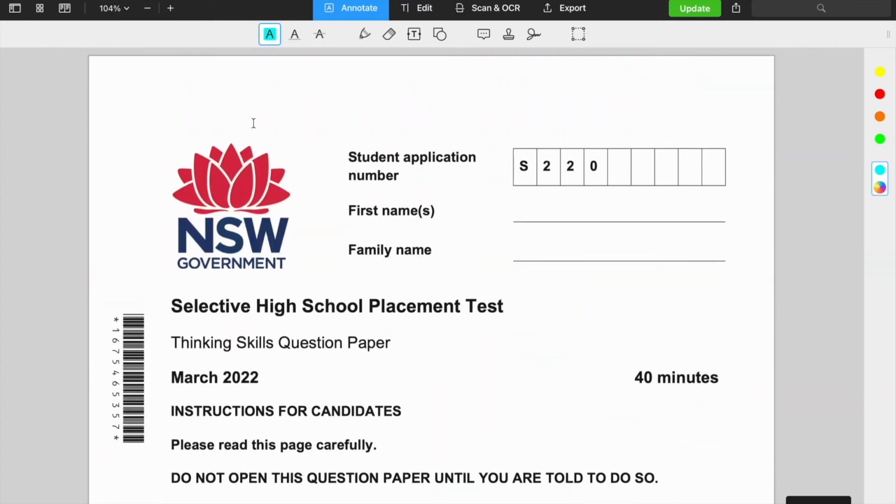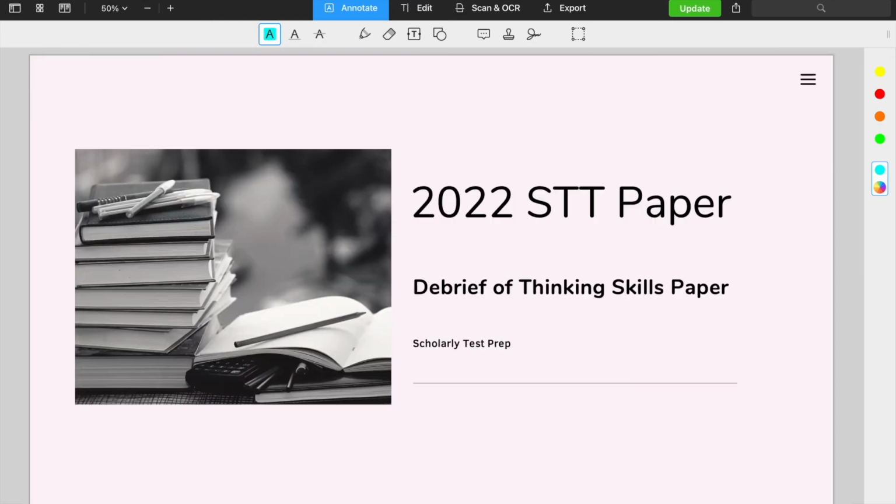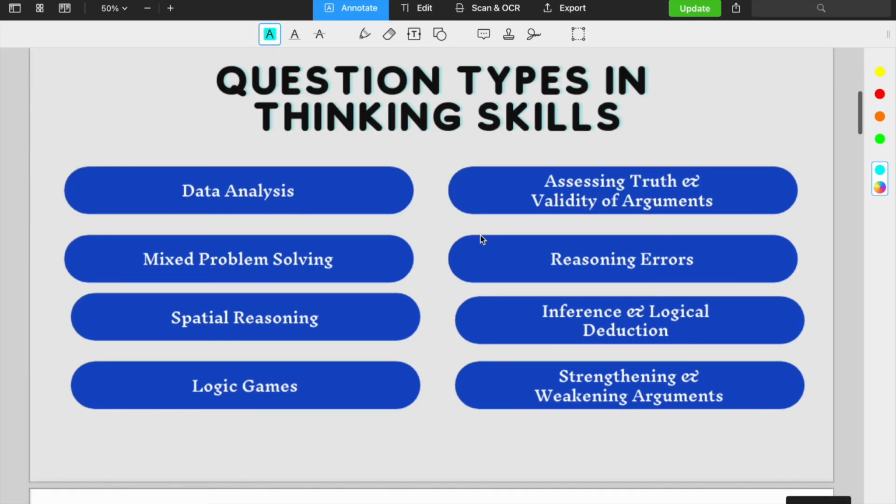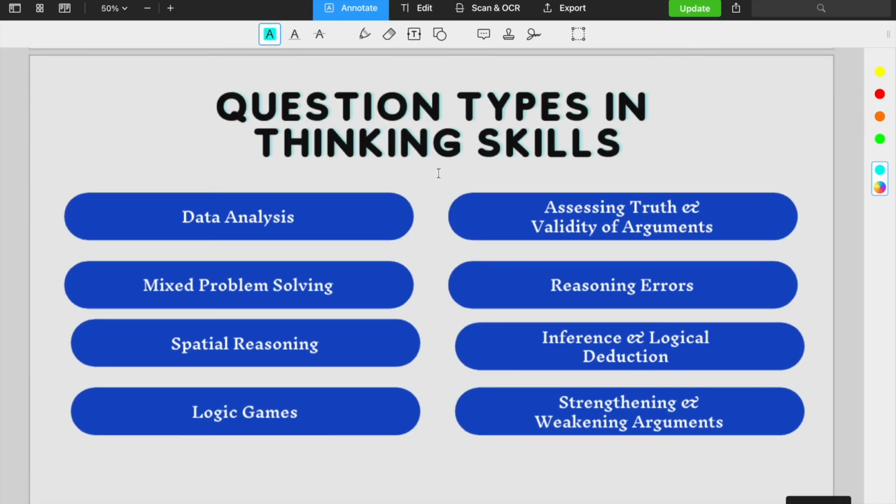What I'm going to do now is debrief the question types in the thinking skills paper and also give you some general tips that you can use in your preparation. So first of all, these are the general question types in thinking skills, and this was based on the Cambridge Assessment syllabus. Largely you can say that there's problem solving and critical reasoning questions.